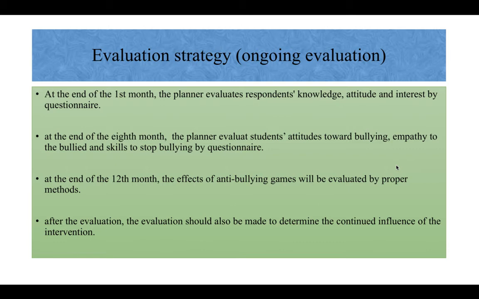Evaluation strategy. At the end of the first month, the planner evaluates respondents' knowledge, attitude, and interest by questionnaire, and at 8 months, the planner evaluates students' attitude towards bullying, empathy to the bullied, and skills to stop bullying by questionnaire. At the end of 12 months, the effect of anti-bullying games will be evaluated by proper method, and after the evaluation, the evaluation should also be made to determine the continued influence of intervention.